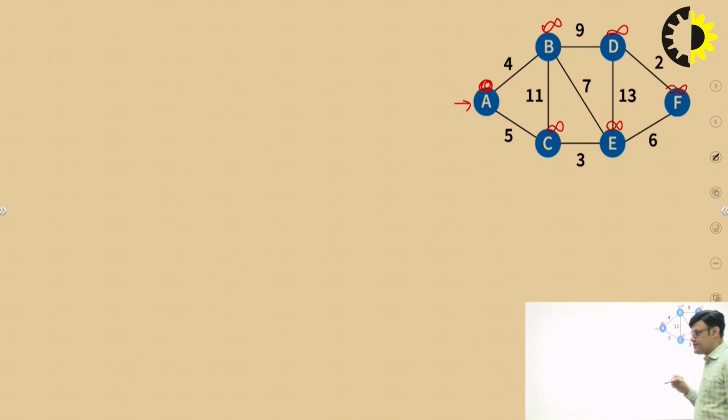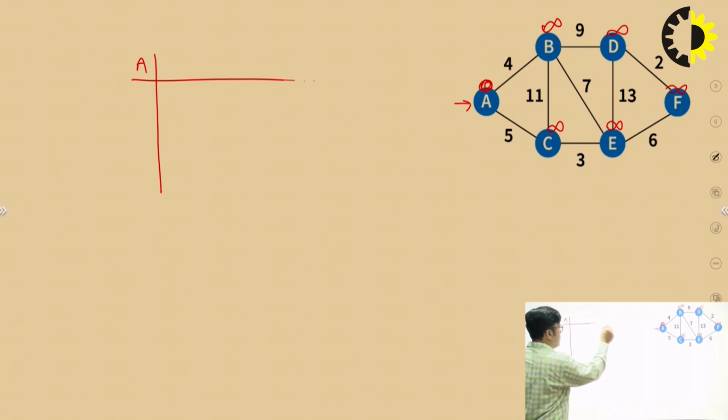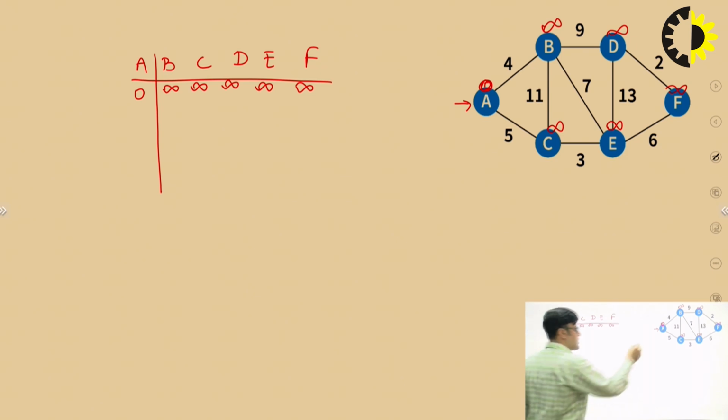Now let me show you with the help of an example. For an easy illustration, I will make a table here. A, B, C, D, E, F. So I have initialized the value 0 for A, and put infinity in the others. Now I am starting from this A.